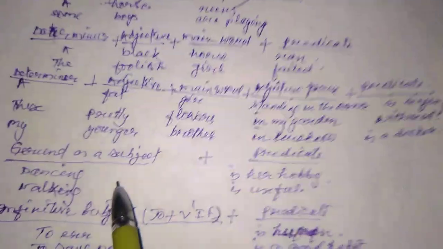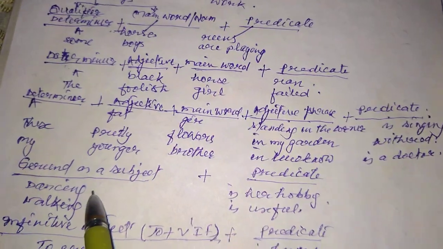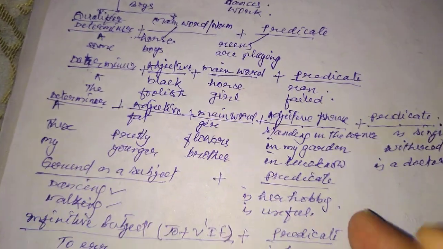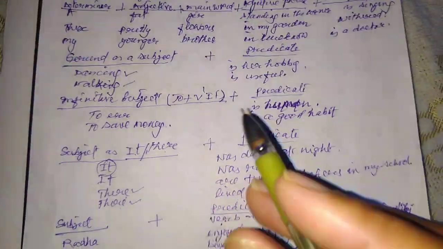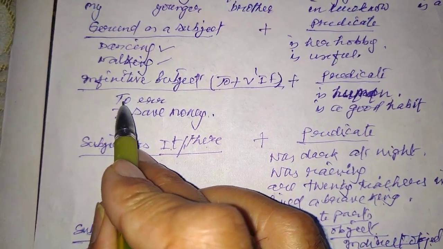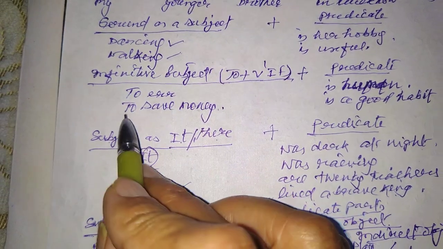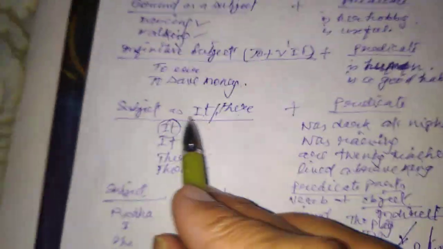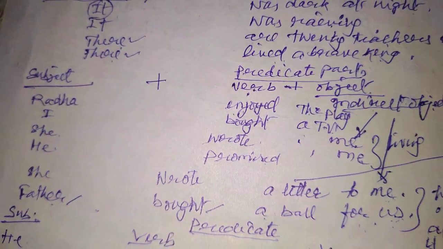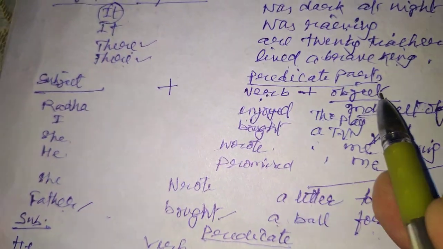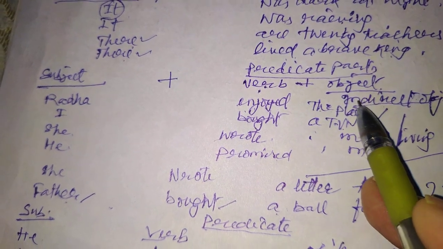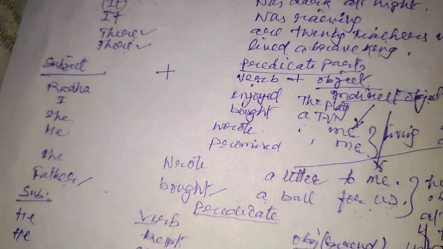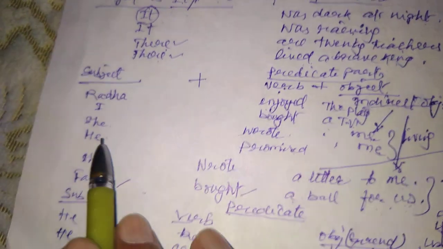Then we studied that subject could be in the form of a gerund, and the predicate. Then we studied subject could start with the infinitive, a word starting with to, like to err, to save, and so on. And then subject could start with it or there. These examples we have mentioned. And then we further divided predicate into many parts, like predicate contains a verb plus an object, and object could be a direct or indirect object.